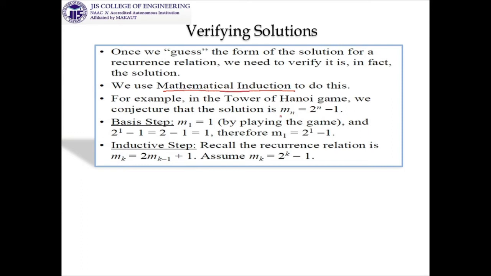Look at the Tower of Hanoi problem, how we are doing it. When we take only one stack, m1 equal to 1 is achieved, because we can play the game and get this. And the process we have taken is 2 to the power n minus 1. So if the number of stacks is 1, then 2 to the power n minus 1 is also 2 minus 1, that is 1. That is matching. So we are assuming that mn is equal to 2 to the power n minus 1 for m1 equal to 1, n equal to 1.